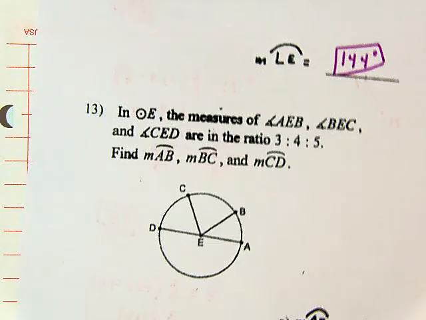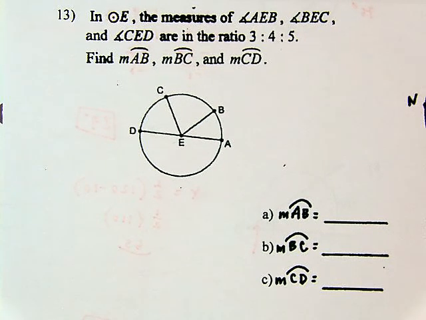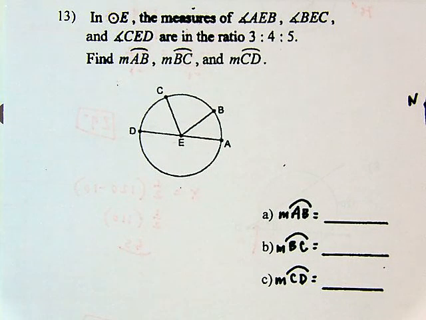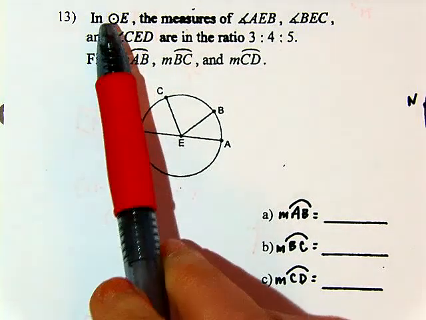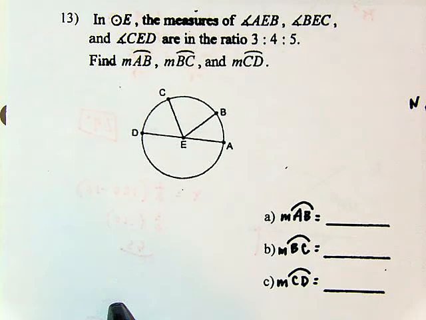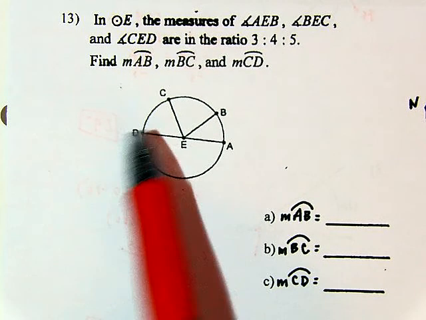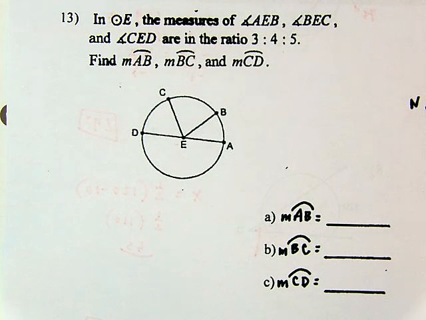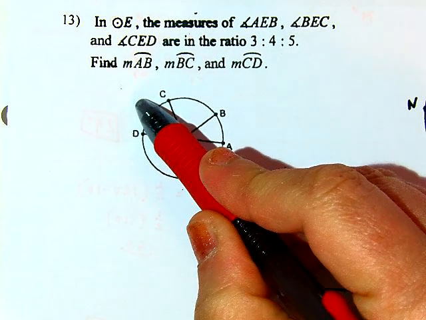So down here in 13, this is a question that is in the homework as well, but it's one I often get questions about, so I wanted to give you a little preview before you practice it on your own. We're calling it circle E, so E is the center, and we have these three central angles that are in the ratio of 3 to 4 to 5. Not to scale, but we're told 3 to 4 to 5. We want to find the measure of each of these minor arcs.